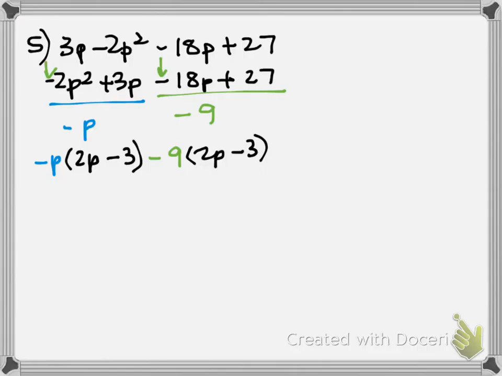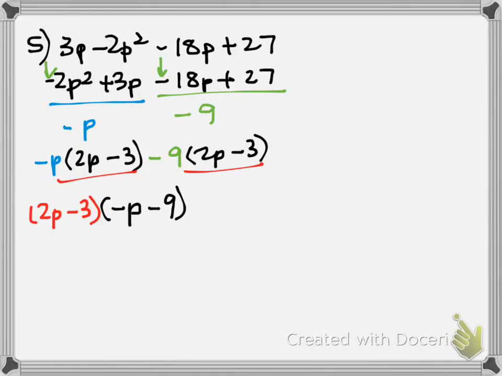Oops, sorry, wrong color. So they both had the 2p minus 3. So when I factor that out, I'm left behind with this. A negative p minus a 9. Now, chances are that's not an answer that you will see. Let's say it was a multiple choice test, okay? You may not see that as an answer choice because there's a factor lurking in this problem.